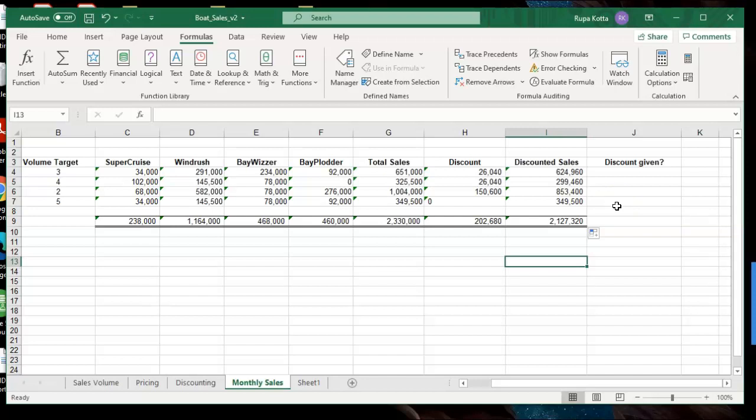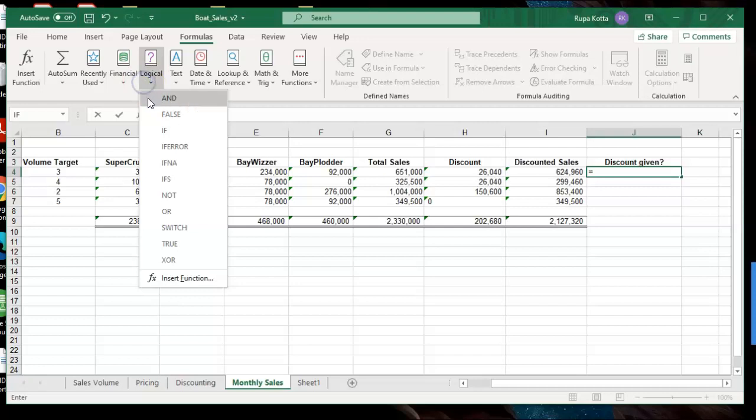There are two ways of doing this. If the total sales value is higher than the discounted sales, that means definitely you gave a discount because discounted sales is lower. So you can say yes. One more easier way to do is, if the discount value is greater than 0, that means you gave a discount. Otherwise, no discount. So I'll try to use this formula. You can use the other one if you want.